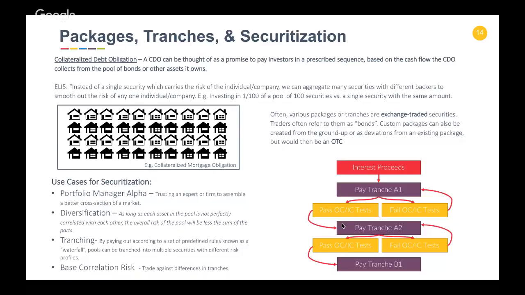So you're going to go through this waterfall and pay first to the senior tranche. Then you do what's called an overcollateralization test, where you just check to see that the health of the basket is still good. And then you can pay out to the next tranche, and the next tranche. And you can go all the way down to the bottom, which is usually known as the equity tranche, which is the most risky.